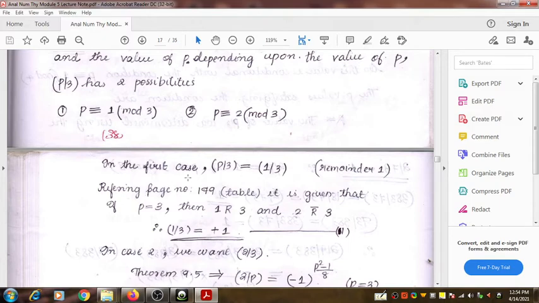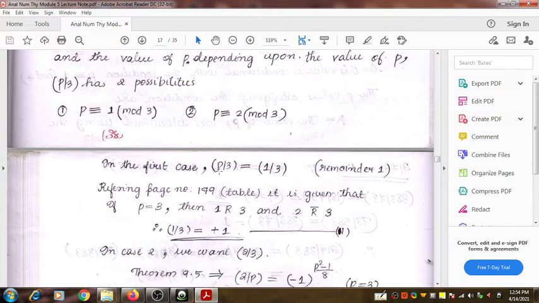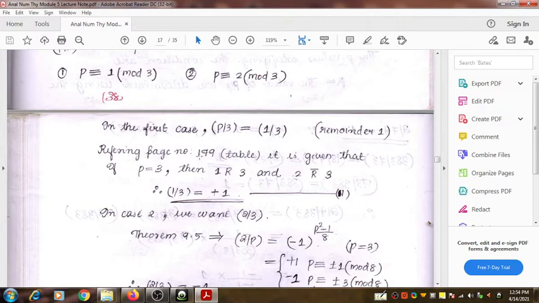In the first case, when p is congruent to 1 mod 3, using the periodicity of the Legendre symbol we can write that (p/3) is equal to (1/3), because the remainder is 1 when we divide p by 3. In the second situation, when p is congruent to 2 mod 3, we write (p/3) equal to (2/3). But let's complete the discussion of the first case.